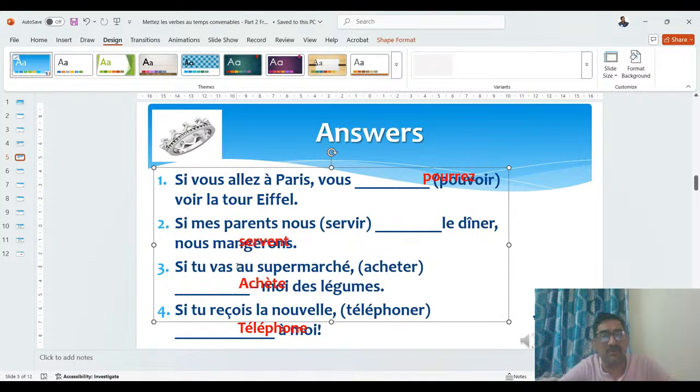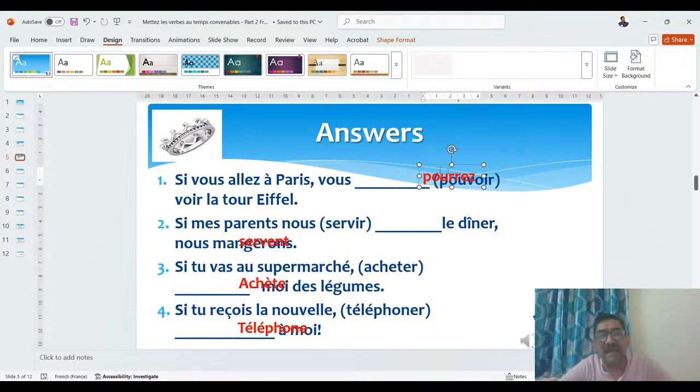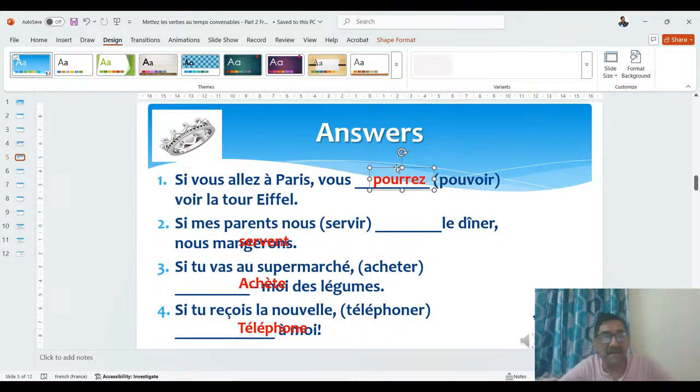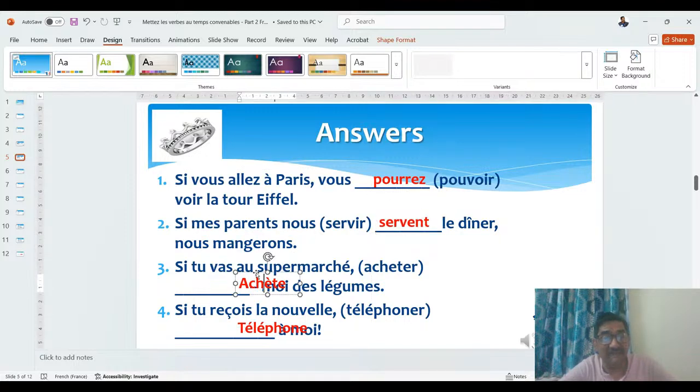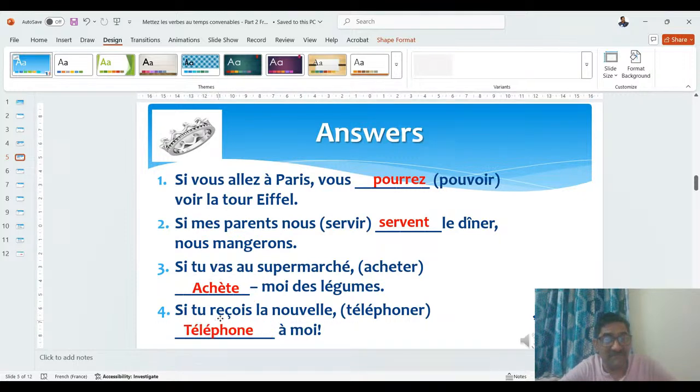Remember, mes parents is still third person, so it is not first person plural. So be careful while deciding the conjugation. Mes parents is my parents, not nous. So it is servent. So don't look at the nous and put ons here. But that is one mistake very often you do.